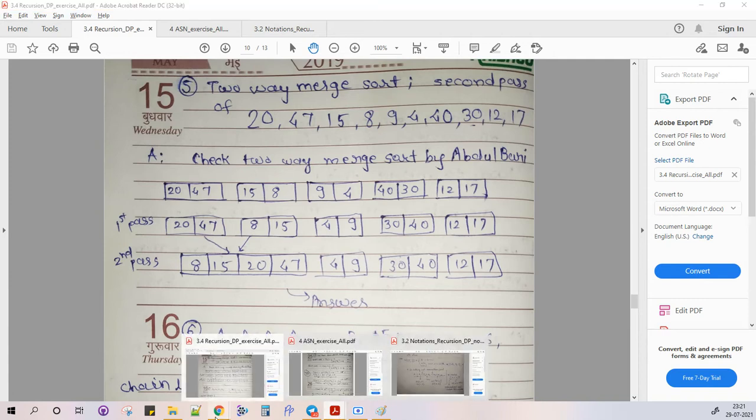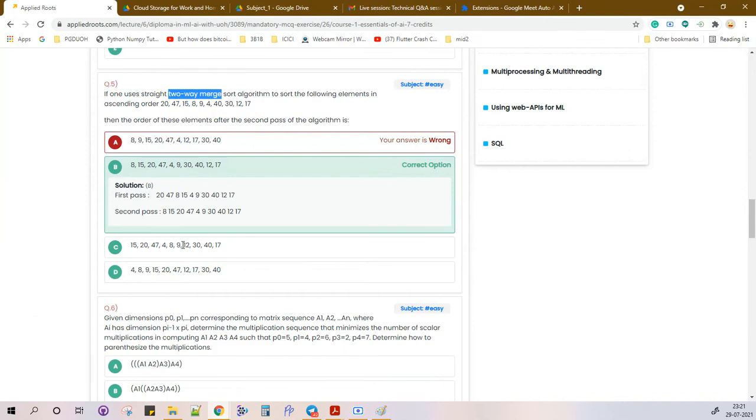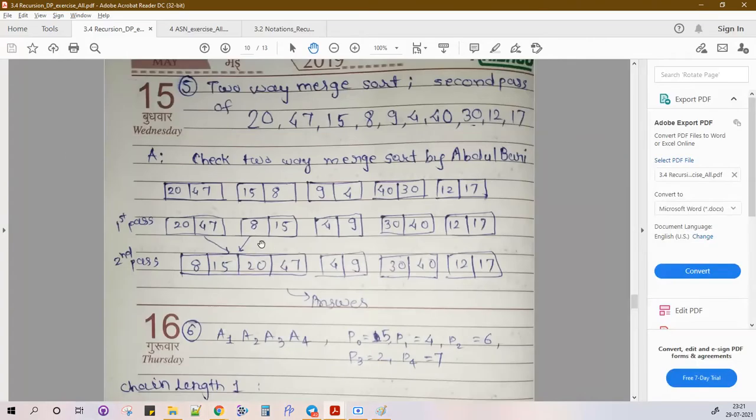4, 9, 30, 40, 12, 17. So in the second pass, this is sorted. That's why this is the answer. In the third pass, I will merge this. In the fourth pass, as per the algorithm, I need to go up till the end, so I will merge this. In the fourth pass, these 6 would be sorted, and at the seventh part, everything would be sorted.